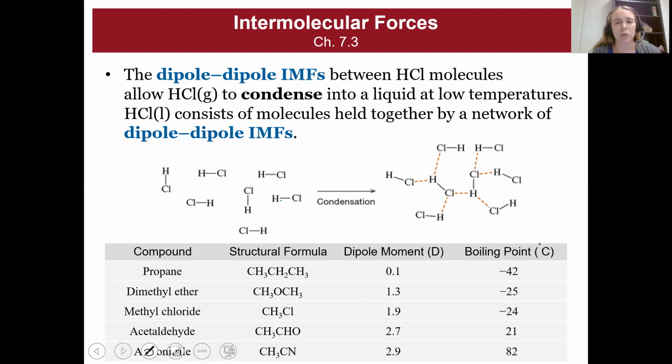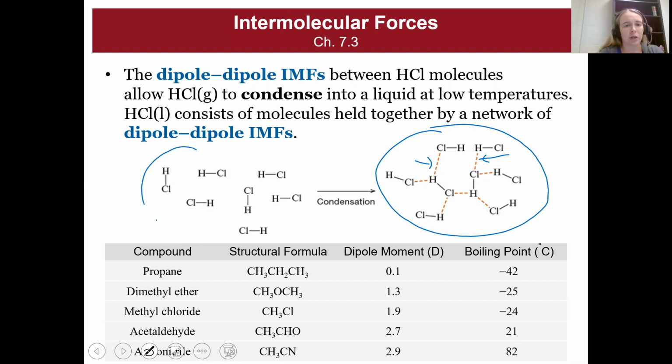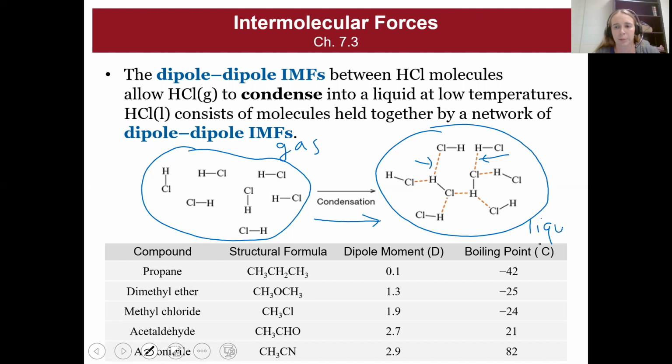And those molecules are held together by a network of dipole-dipole forces. Looks kind of like this. These are noted as dashed lines because these are not bonds. These are just intermolecular interactions. They're not full bonds. Okay, so these are our discrete HCl molecules. We condense, so this is a gas, and this is a liquid. And this happens naturally.